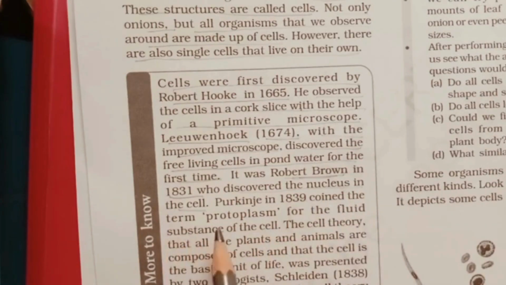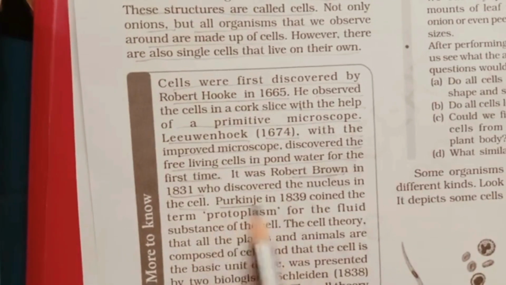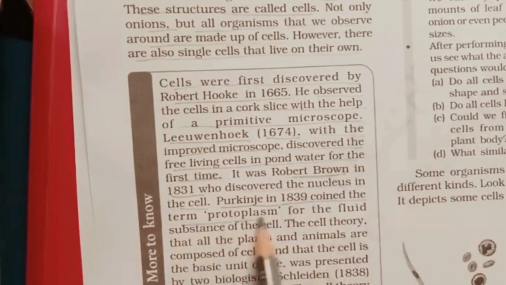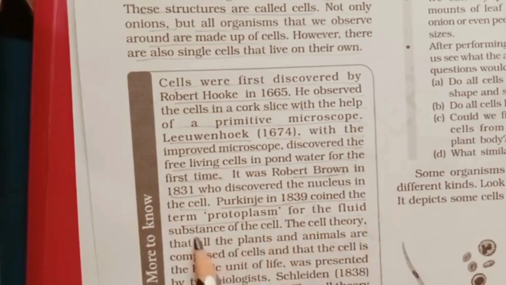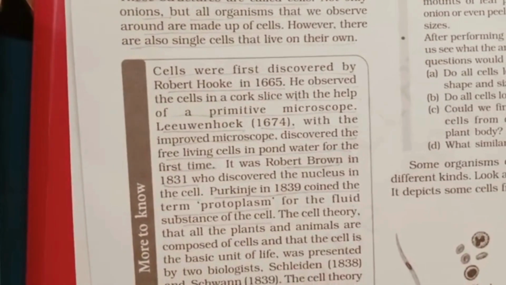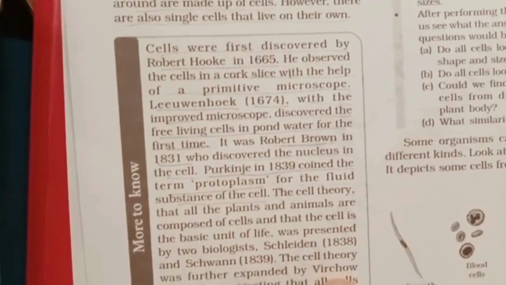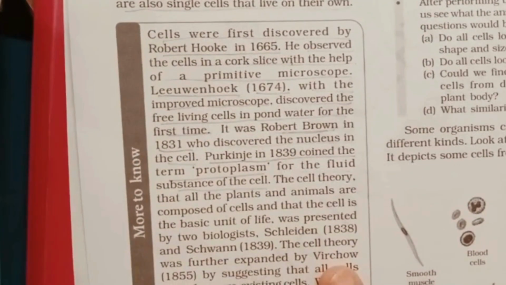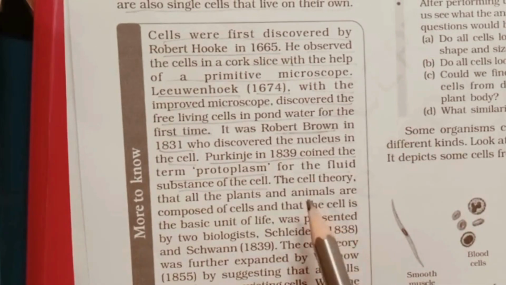In which year? 1831. Purkinje in 1839 coined the term protoplasm for the fluid substance in the cell. So what is protoplasm? Protoplasm is nothing but the nucleus along with the cytoplasm. So nucleus along with cytoplasm is called protoplasm. Write it down, it will be very useful for you.